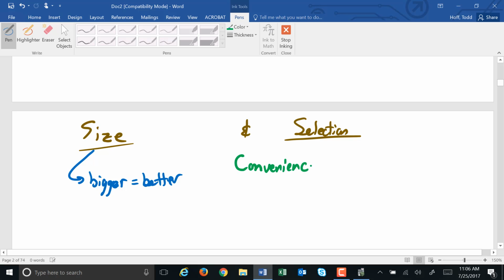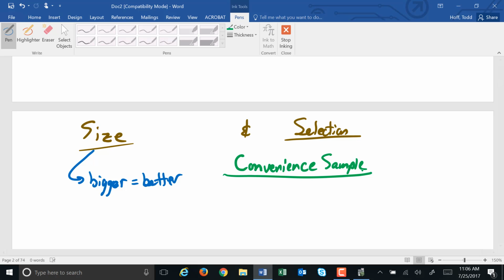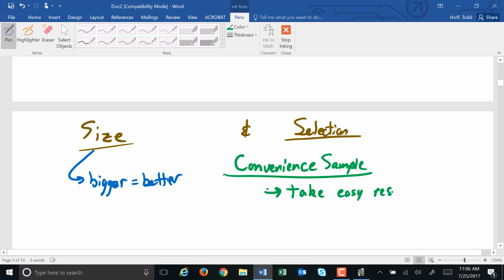Okay, that's a good point. That's what's called a convenience sample. If there's a lot of people walking by your house, you might get 200 or 300 responses. But is it still a good sample? Well, a convenience sample, you're taking easy results. You're just going out there and taking what's readily available to you. And at this point in a math course, you should understand that easy is usually not better.